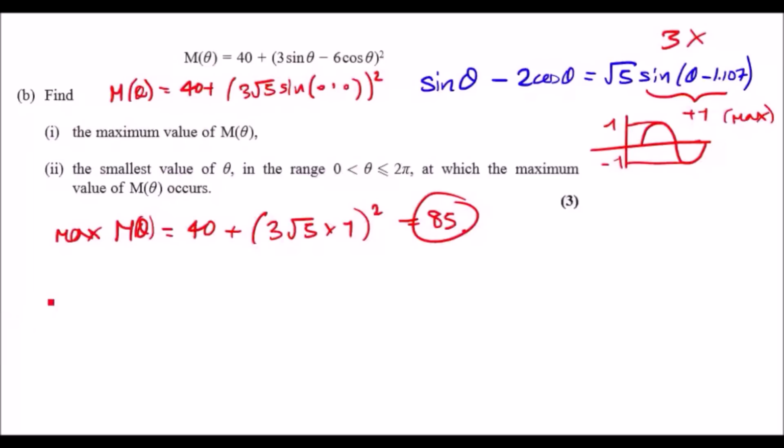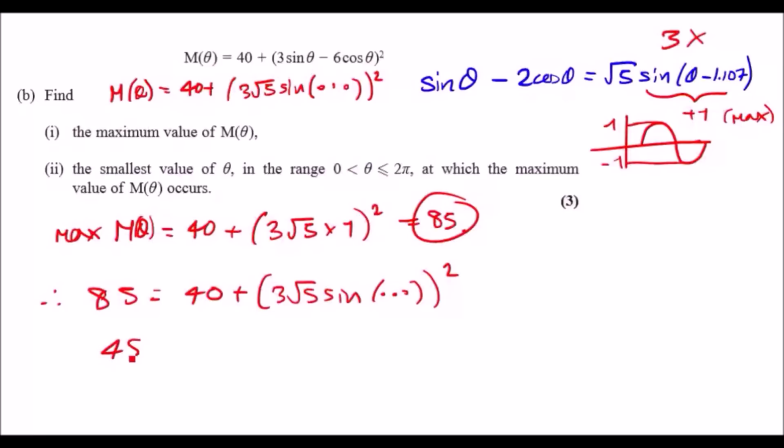equate this equation to 85. So we can say 85 equals 40 plus 3 root 5 sine blah blah blah all squared. And then just solve to make sine the subject. So subtracting 40, you get 45. Square root, so you get plus minus square root 45. Then divide by 3 root 5 and it equals sine blah blah blah.